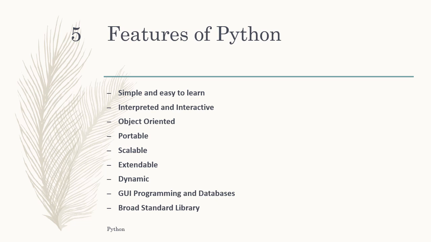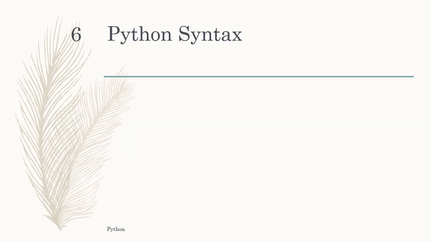Dynamic is another feature of Python. Python provides high-level dynamic data types and supports dynamic type checking. It supports GUI programming and database programming. Python's library is portable and has cross-platform compatibility on Unix, Linux, Windows, and Macintosh. So these are a few features of the Python programming language.